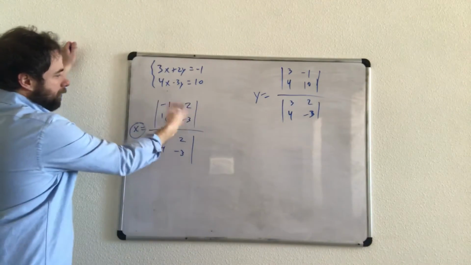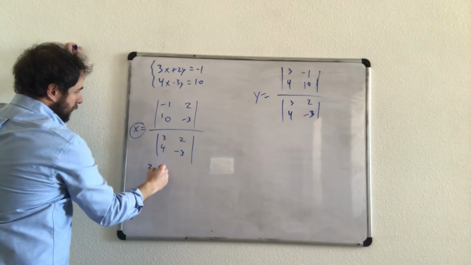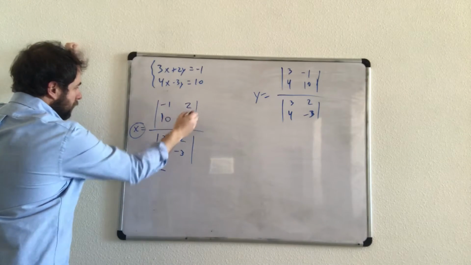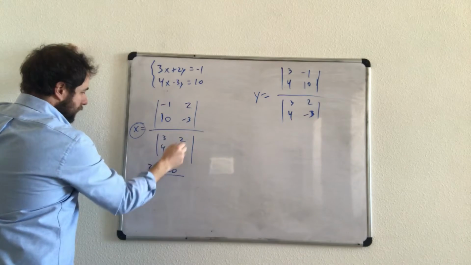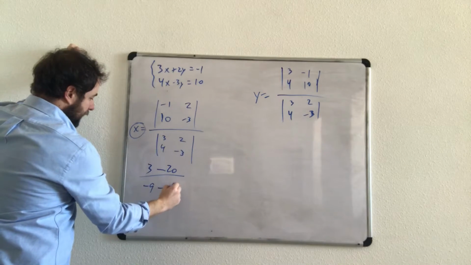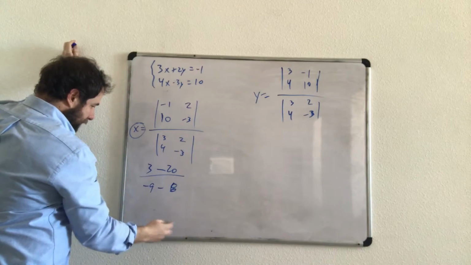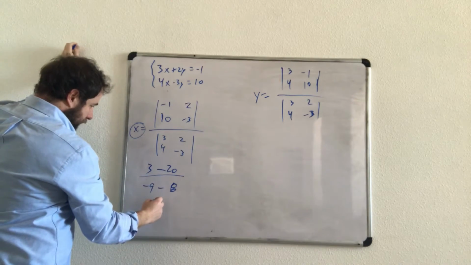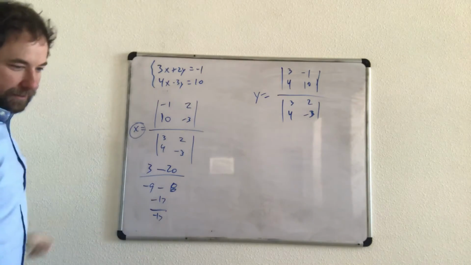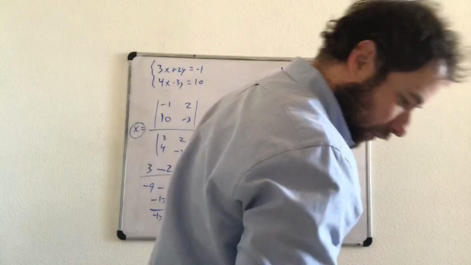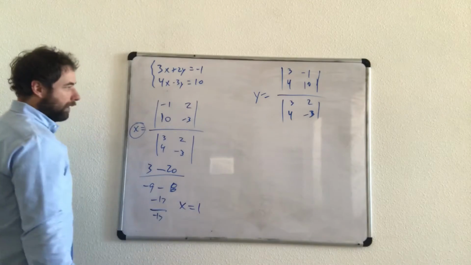So we're going to do a cross multiply and subtract. So negative 1 times negative 3 is 3, minus, because that's what you do, it'll be minus 20. Then right here you have negative 9, and then minus 8. Negative 9 minus 8. And so on the top you have negative 17, and on the bottom you have negative 17. Therefore, your answer here for x is going to equal 1.